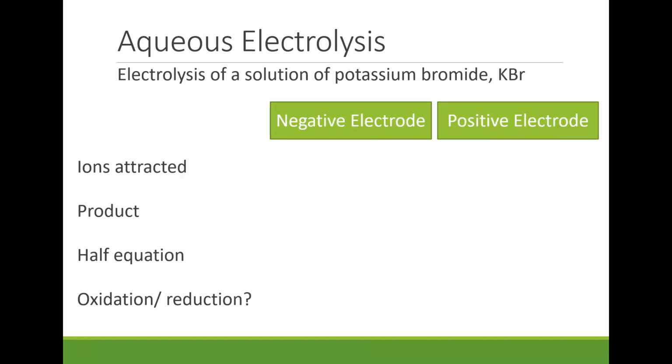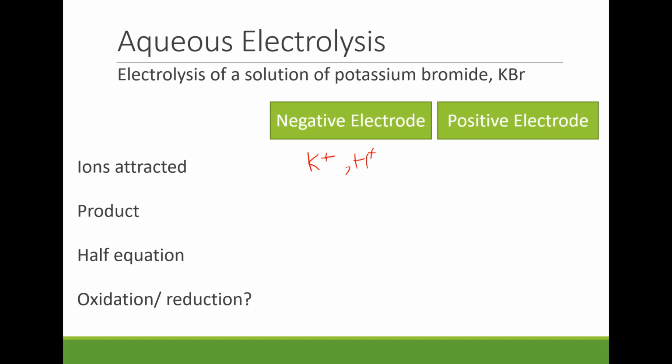Okay, so let's look at applying those rules for our first compound, the electrolysis of a solution of potassium bromide. So let's think about the negative electrode first. Of course, at the negative electrode, the positive metal ion is going to be attracted. So that's the potassium ions, K plus ions, heading towards the negative electrode. But remember, we've also got H plus ions heading there as well. So we've got K plus and H plus.